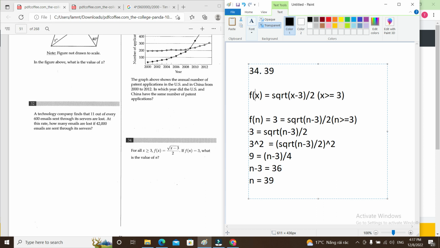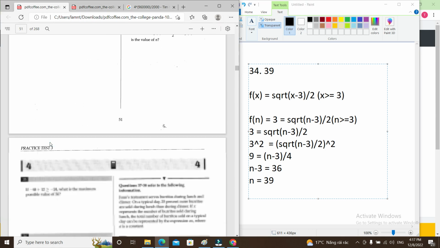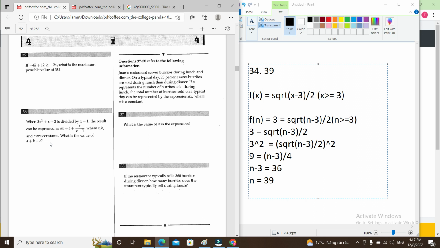Alright, so let's move on to number 35. So, five last one. That's very good. We have minus 4k plus 12 is bigger than or equal to minus 24. And it asks us about the maximum possible value for 3k.